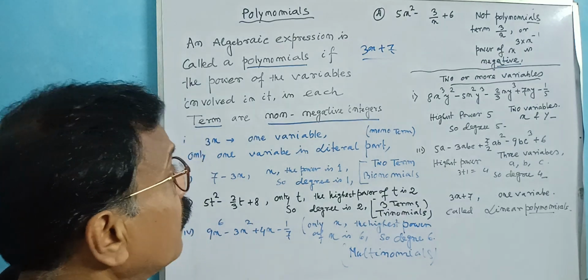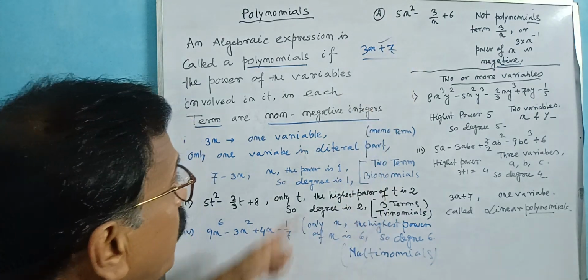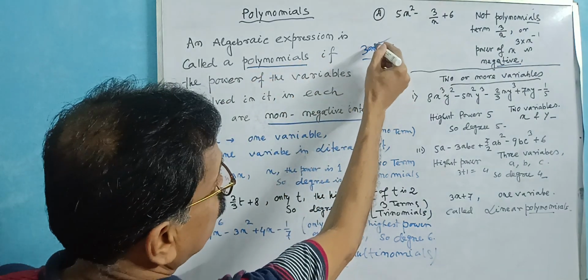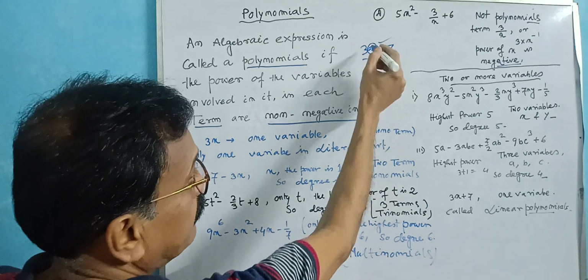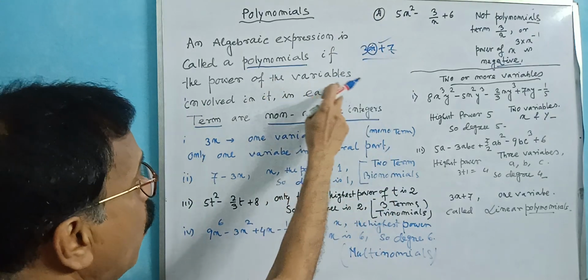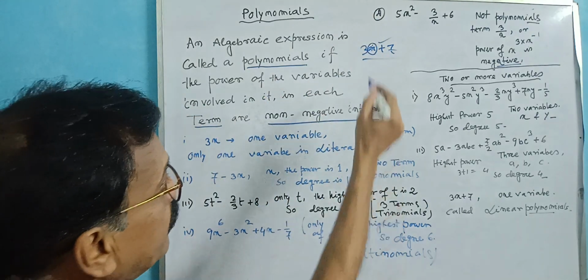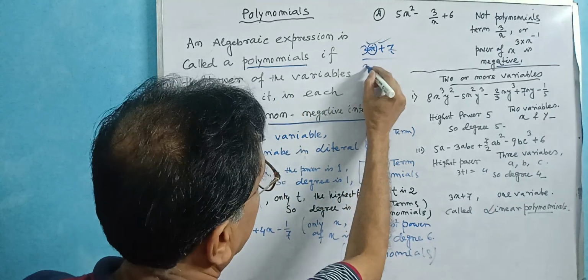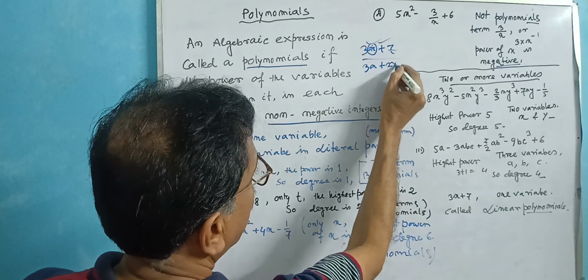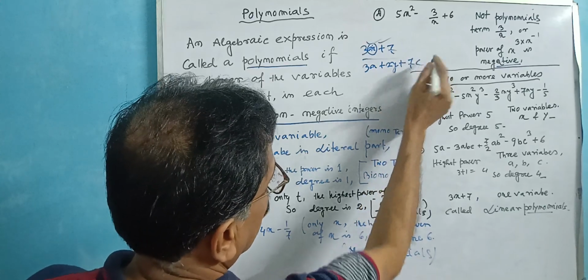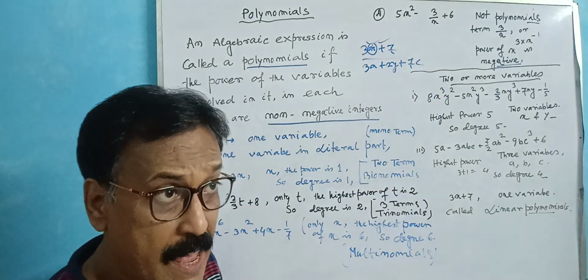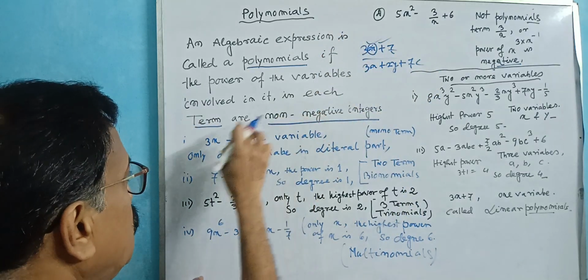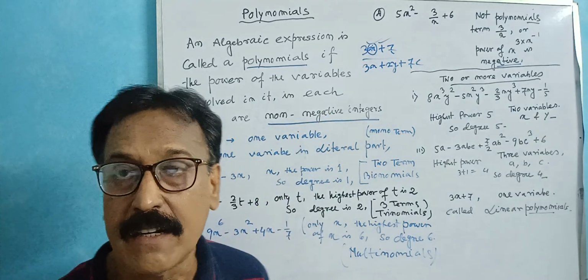if the power of the variables, you know this x is the variable, the power of the variables involved in it, that means in each term, that means here is 3x plus 2y plus 7c. So these are all the variables, and each term means the first term, second term, third term. Each and every term, the powers are non-negative integers.